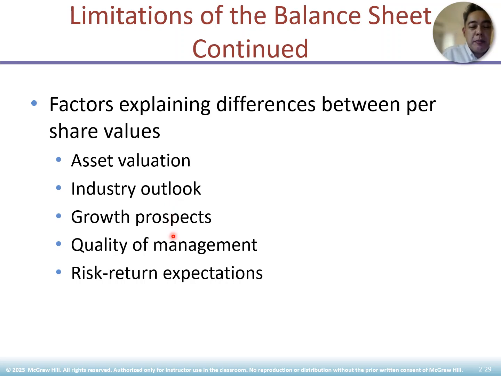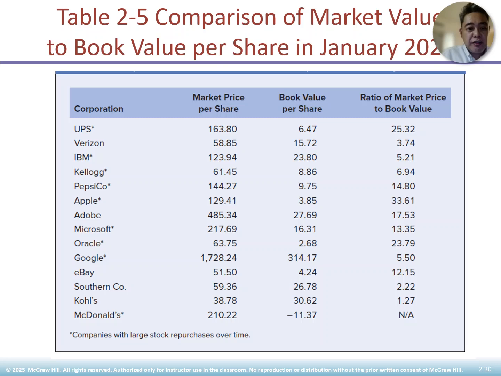And then, of course, there are different factors on share values, such as growth prospects, quality of management, and risk expectation. Book value is basically the equity divided by the number of shares of a corporation. This is the book value per share. The market value is how the stock is trading during the same period of time in which you computed your book value. So, for example, UPS has a small book value but a higher market value.